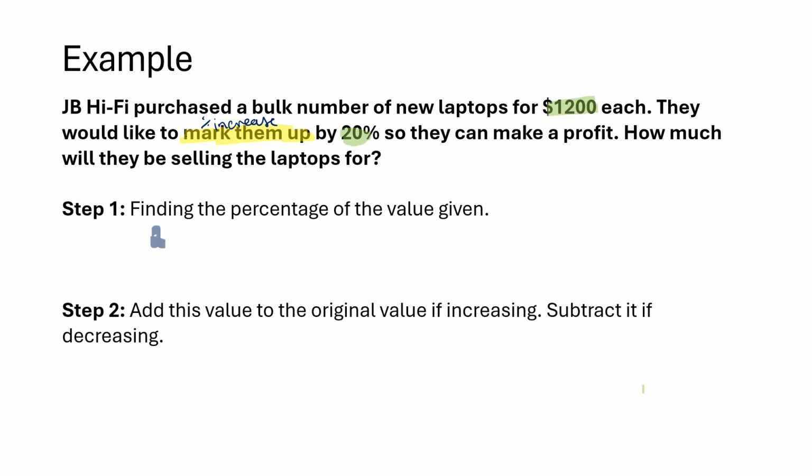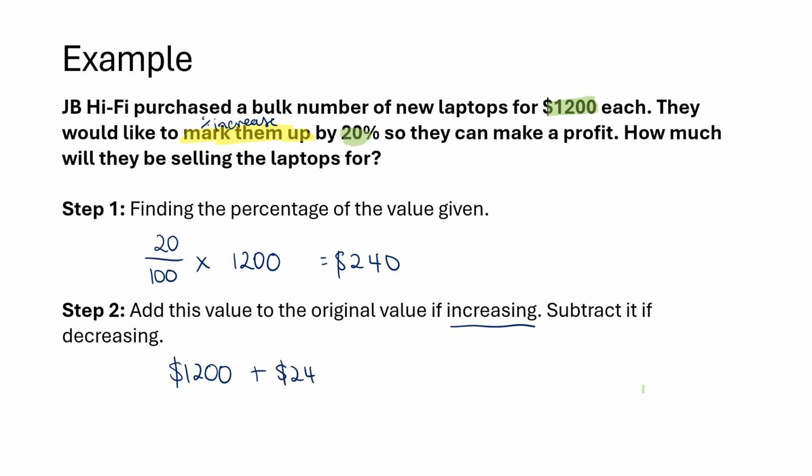So I'm going to take 20% of 1,200, so 20 over 100 times 1,200, which is $240. And then because we're increasing, we're going to be adding this to our 1,200. So the amount that JB Hi-Fi would now sell this laptop for is $1,440.